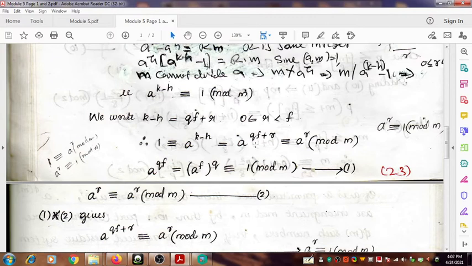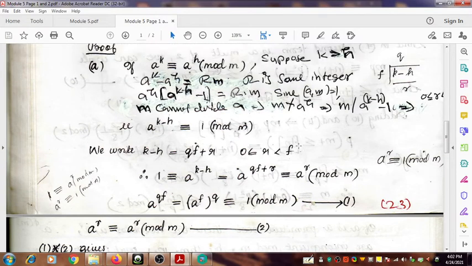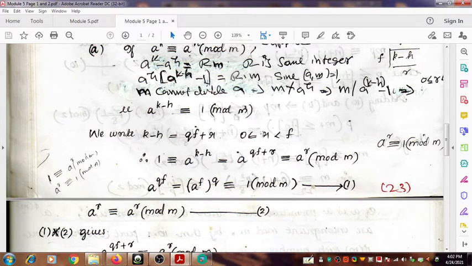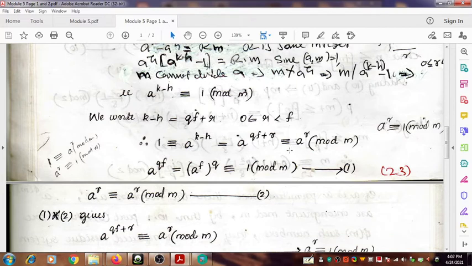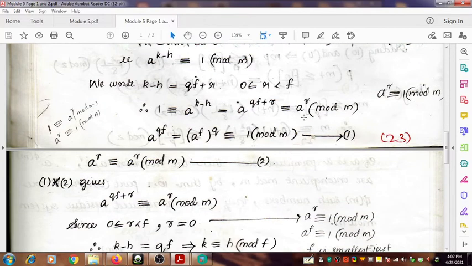See, we have seen the relation for r and f, when we compare r and f, that r is less than f. So this is the relation that exists between r and f. When we compare the values of r and f, we know that r must be less than f. But also, finally at this moment, you can say that a raised to r is congruent to 1 mod m.